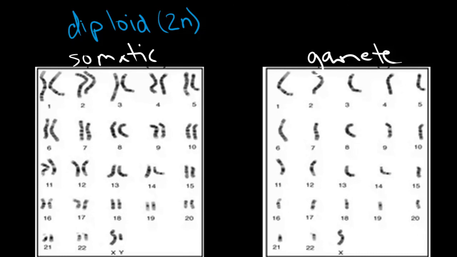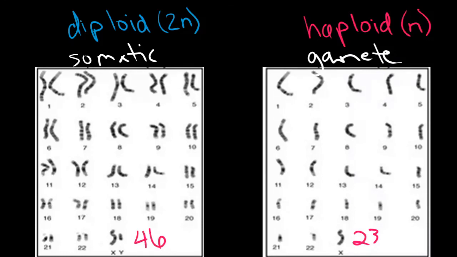And over here on the right, we have half, or just 1 set of the chromosomes, 1 out of each pair, and that is known as haploid, or 1N. Gametes are haploid. They contain half the regular number. If you were to count all these up, this would be 23. Over here, diploid somatic cells, the full number would be 46.